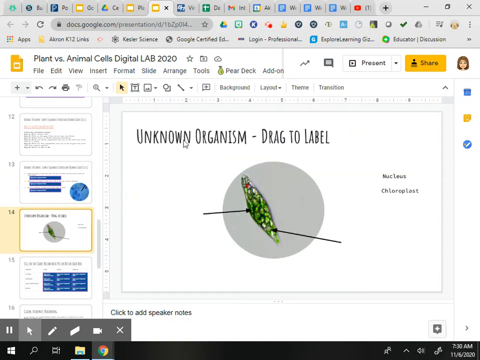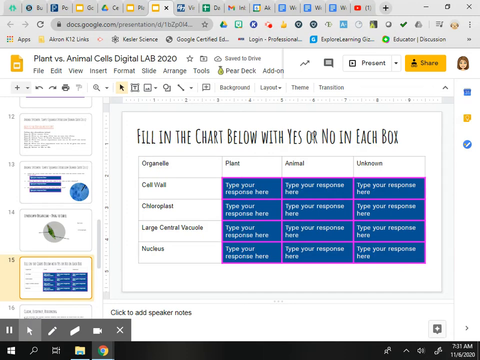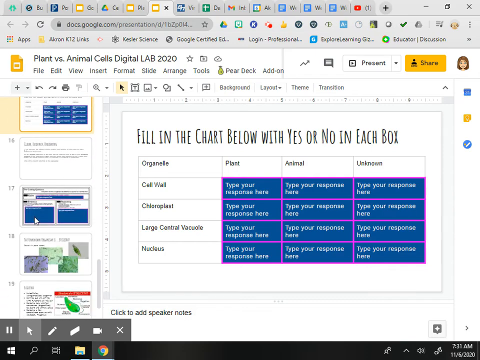Okay, here's your unknown organism that we're going to try and identify. So you need to click and drag where the nucleus is and where the chloroplast is by these arrows. All right, so now we're going to look at that organism, and we have to decide if it has these particular parts, okay? Actually, no, not yet. We are going to look and see, okay, what does a plant have, what does an animal have, and then our unknown, what does that one have? So we have to do plant and animal first, and then our unknown. So cell wall, you would write yes or no, chloroplast, yes or no, and so on, okay?